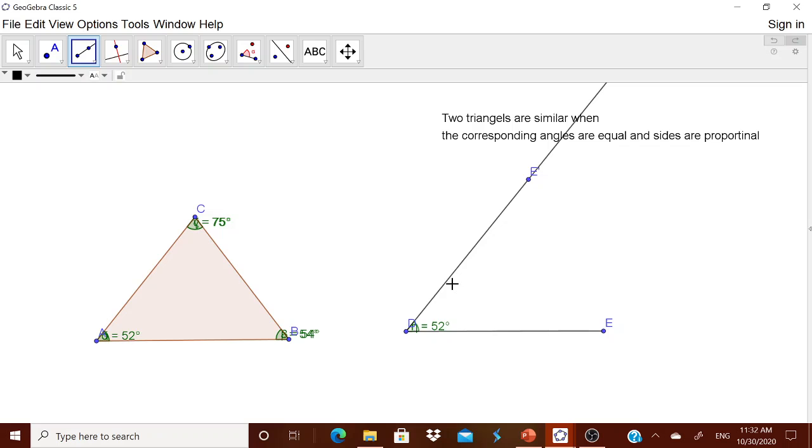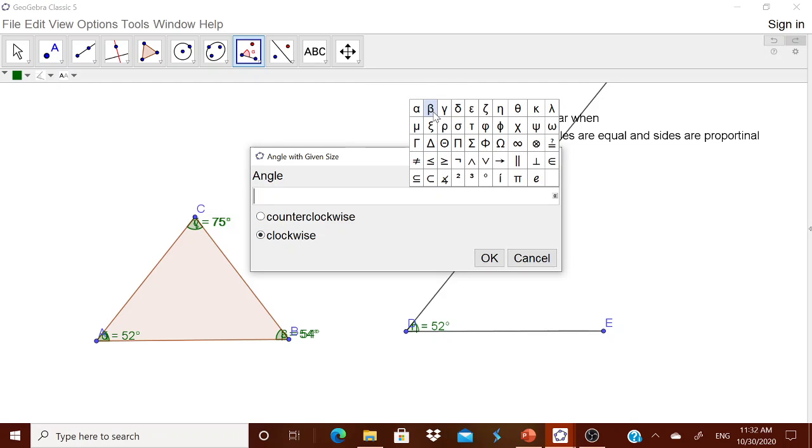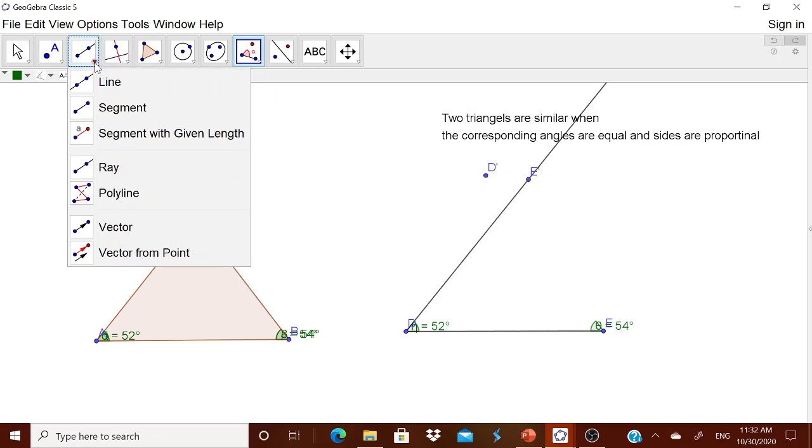Now we want to have the other angle, beta. For that, again go to this angle, again angle with the given size. This time we have to do it in this direction. Therefore, touch it, then touch that E. But here take it as clockwise, and in that alpha, you convert it into beta. Now remember, this was the idea to construct a triangle when two base angles are given to you.